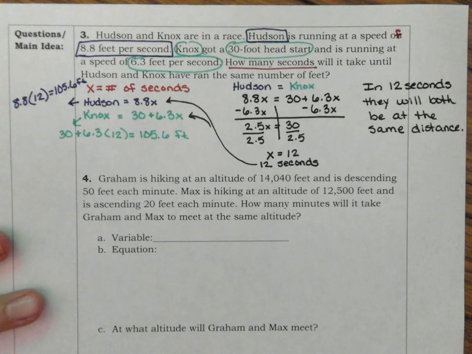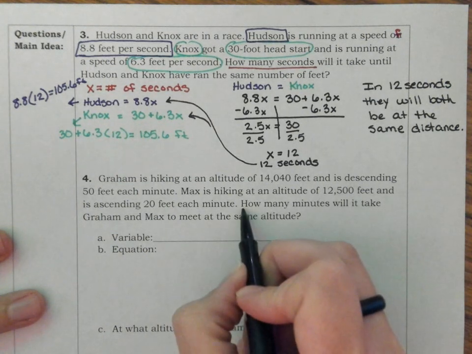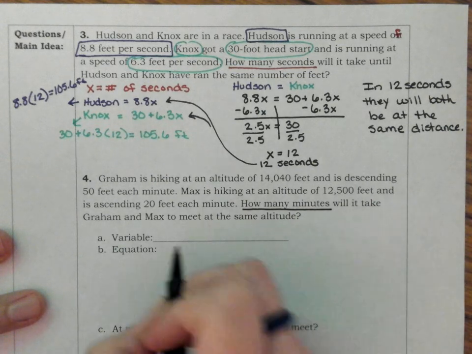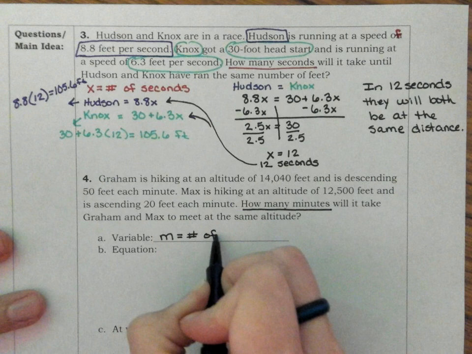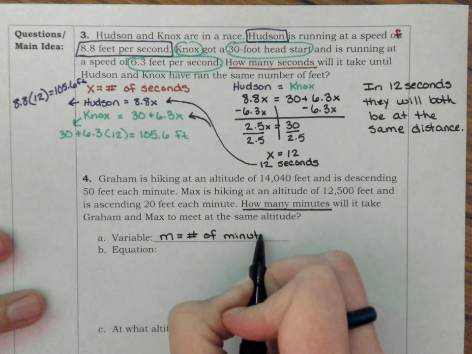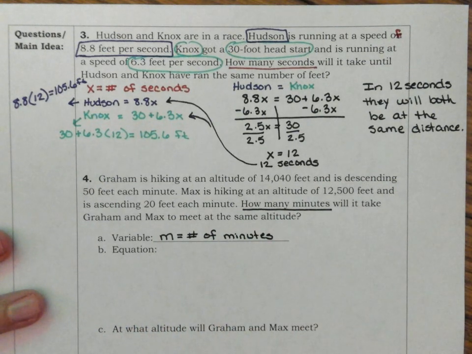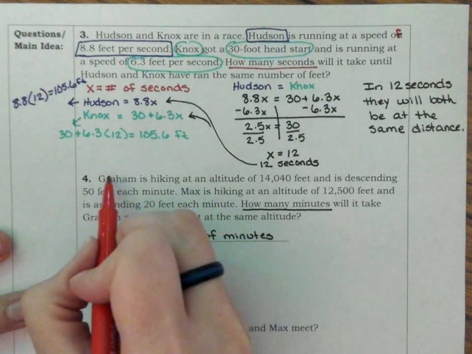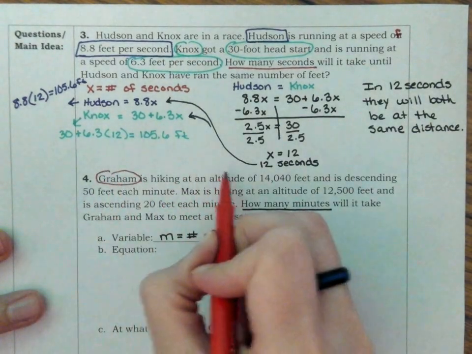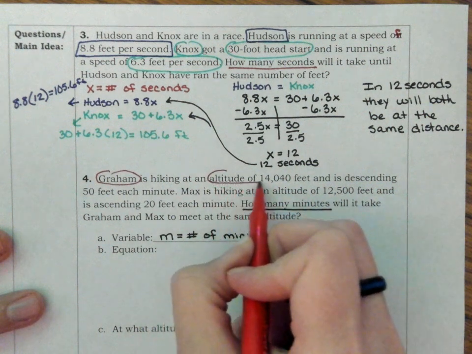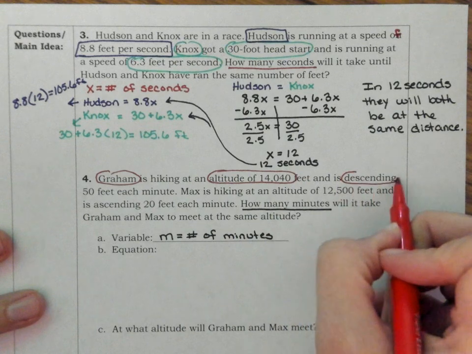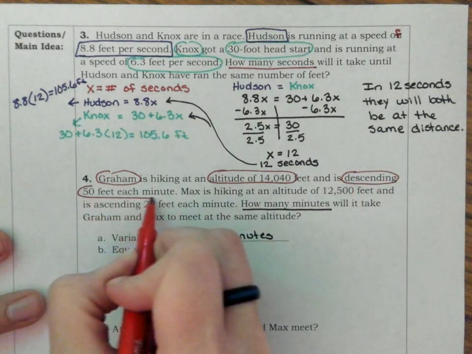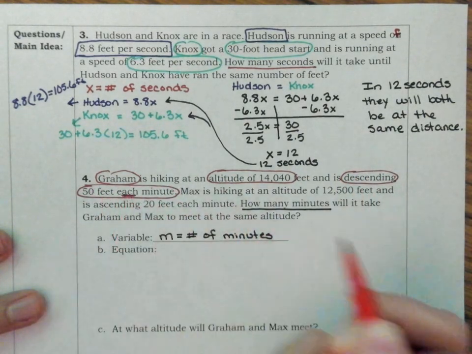So, again, if we're looking through this, it says the question, how many minutes? That's your variable. I'm going to use m equal number of minutes. And again, this time we're talking about 2 people. So I have Graham, who is hiking at an altitude of 14,040 feet. That's his starting. And he is descending 50 feet each minute. There's your multiply word, each.